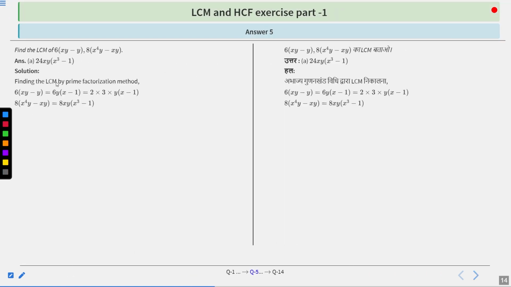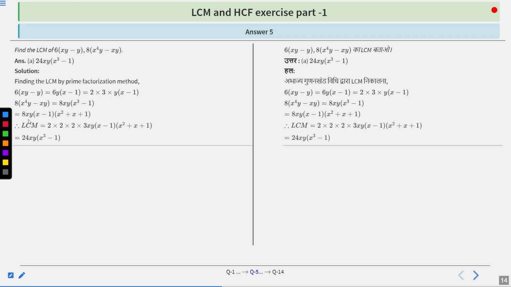Now, we will use prime factorization method. 6 into xy minus y. From here we can take y common, then we can write 6 into y into x minus 1. 6 can be written as 2 into 3 into y into x minus 1. So that is the factorization of this term. The next term was 8 into x^4y minus xy. So from here we can take xy common. So that becomes 8xy, and in the bracket it will remain only x cube minus 1.